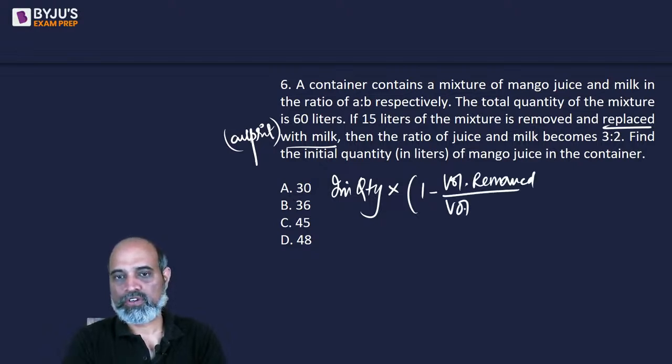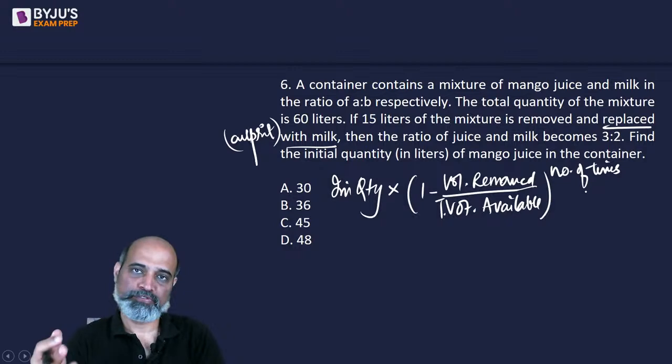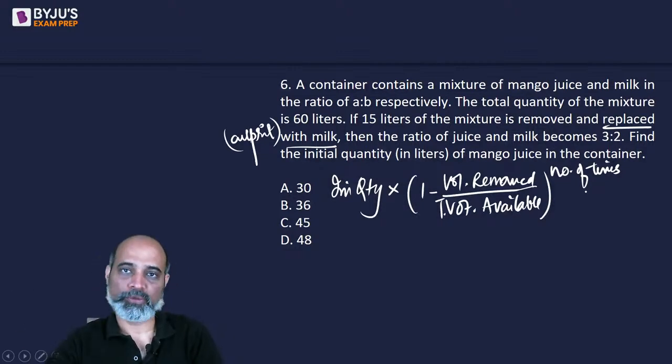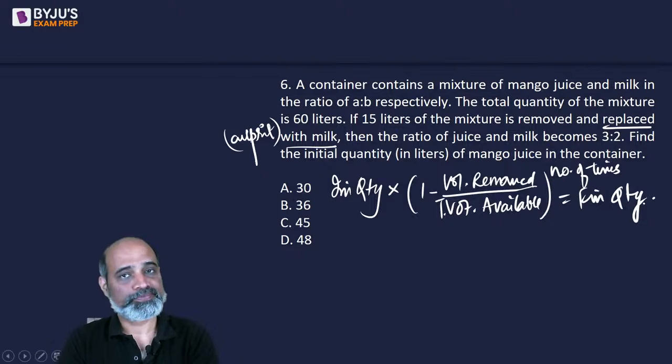out of total volume available, and to the power n, where n is the number of times this happens. If the volume removed is always the same; if it is different, the same bracket is going to be used, multiplied right next to it, as many times as the replacements happen, and this will give us the final quantity of mango juice, right?